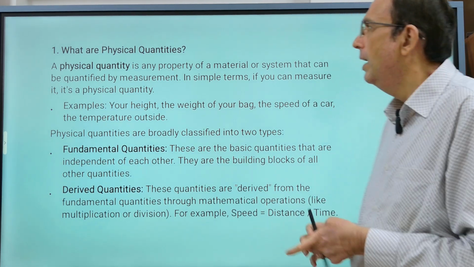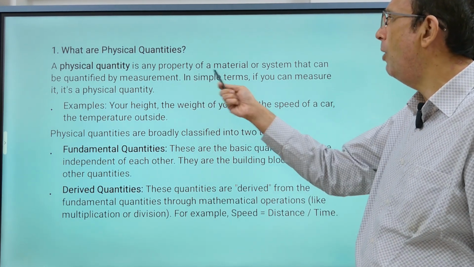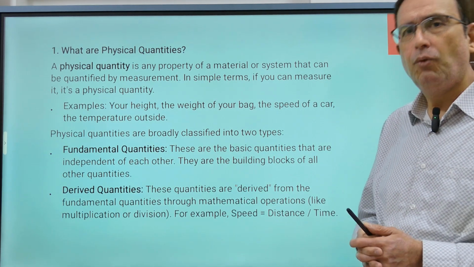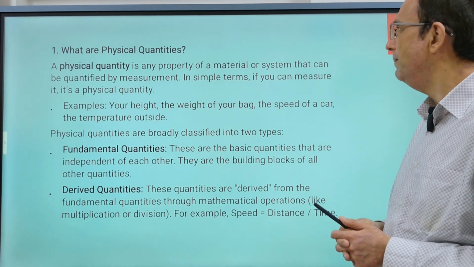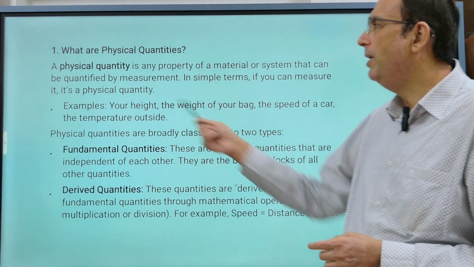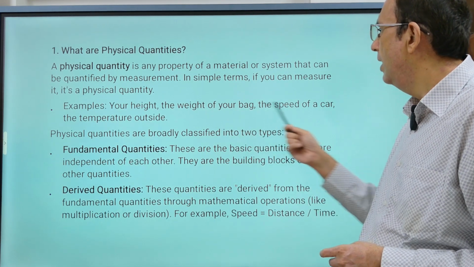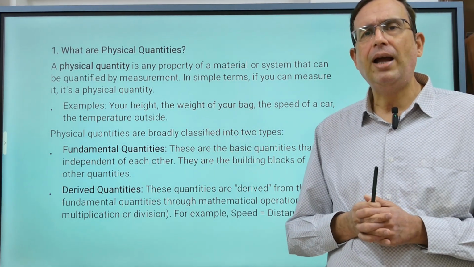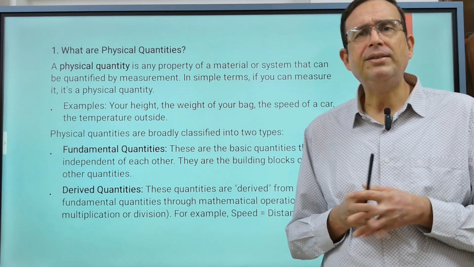Any property of a material or system that can be quantified by measurement is called a physical quantity. For example, your height, your weight, the speed of a car, or the temperature that you are observing outside. All these things are physical quantities.